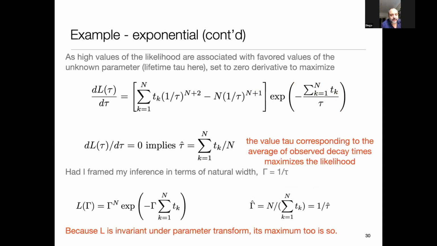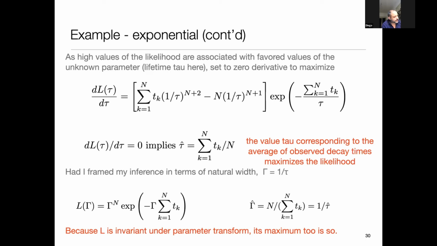Since you want to maximize this expression, you set the derivative to 0 and try to find the value tau hat that maximizes your likelihood. And you will see easily that the value that maximizes your likelihood is actually, in this case, the average of the observed decay times. So tau hat is the sum of t_k over n. Okay, so you have found the maximum likelihood estimate of the decay time of the process you are interested in.